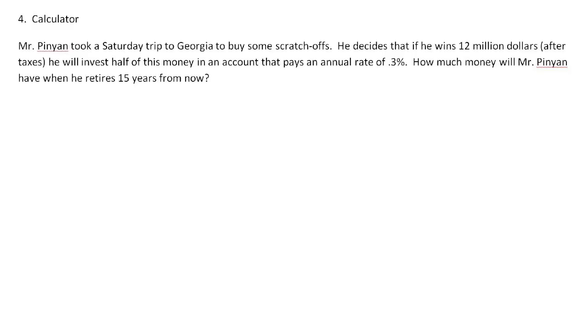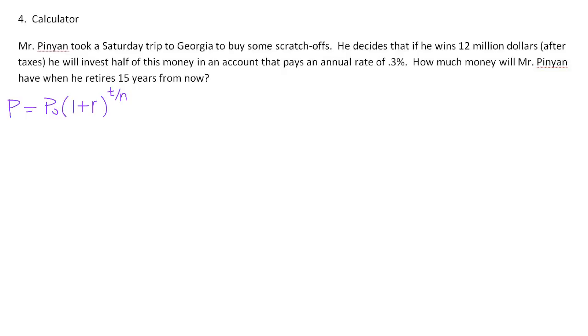For this one, Mr. Pinion went over to Georgia to buy some scratch-offs, which is just another way of saying a lottery ticket. And so here our formula that we used for these problems, we had our final population, and we didn't use a subscript for that one, equals P sub 0 times 1 plus our rate raised to the time divided by n. And some of us, I think, forgot the formula.